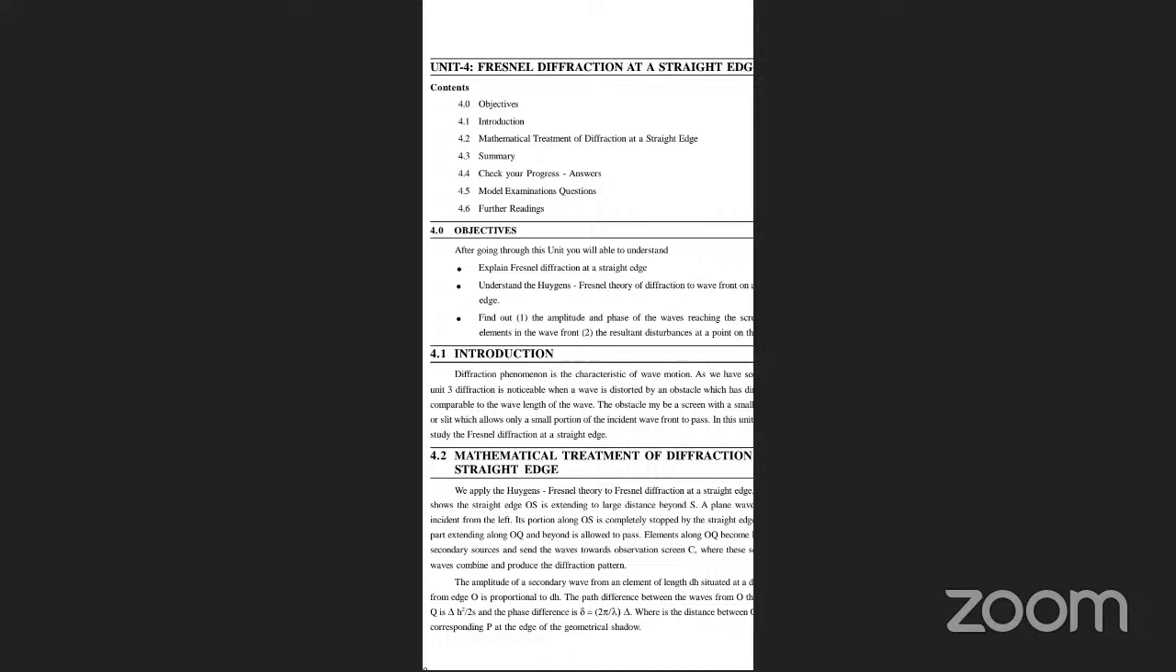Here we are applying the Huygens-Fresnel theory to Fresnel diffraction at a straight edge, shown in the figure. The straight edge OS is extended a large distance beyond S. A plane wavefront is incident from the left. Its portion along OS is completely stopped by the straight edge, and the part extending along OQ and beyond it is allowed, as seen in the figure.